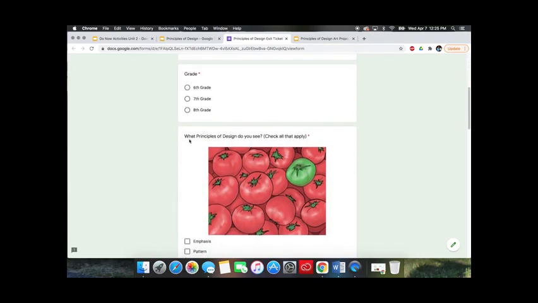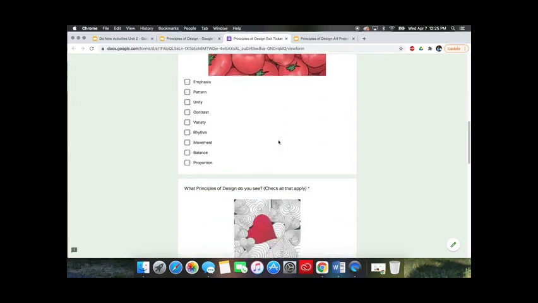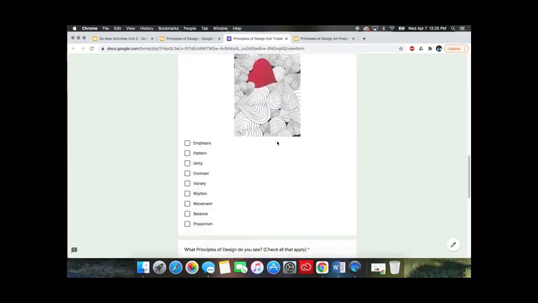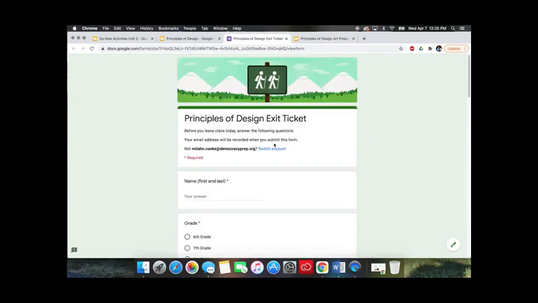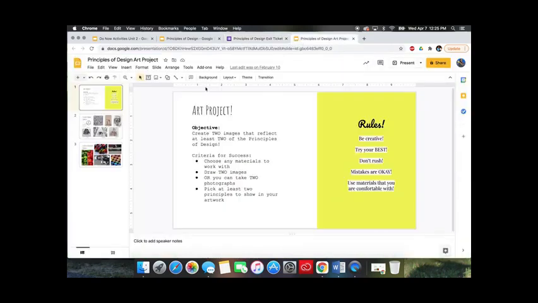There are many of the same questions, just looking at different example images. So the first one will ask you, what principles of design do you see? Check all that apply. And then the questions that are underneath are relatively the same. And then once you're done, please let me know so that we can head into our art project and jump into that. All right. Go ahead, take the next 10 minutes to answer the exit ticket.